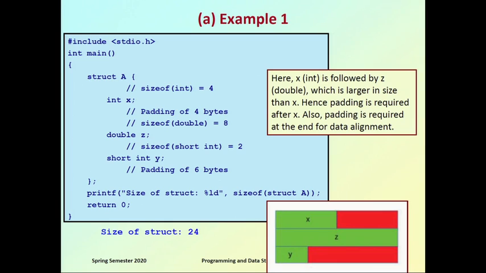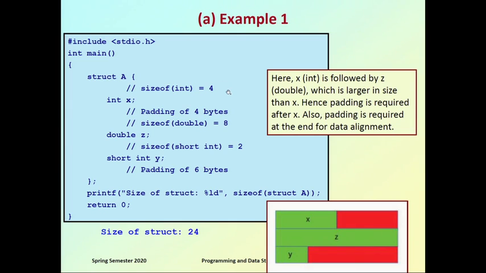We take one simple example. Say it is a main program, and under this main program we declare one structure, struct A. Within this structure there are 3 member variables: x, z and y, declared in this way. We know that int x is of size 4 bytes, unit is bytes.